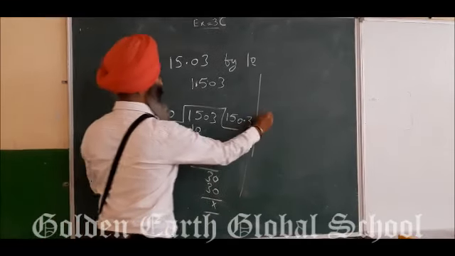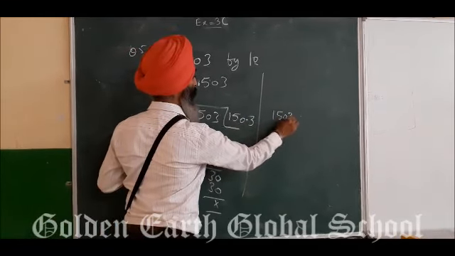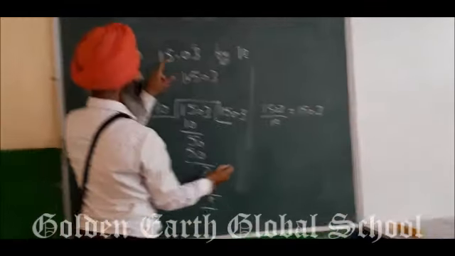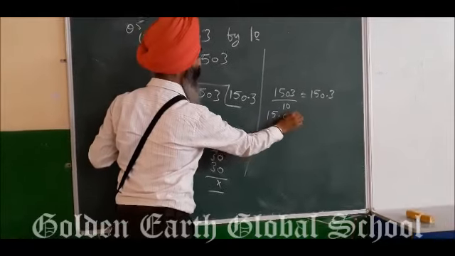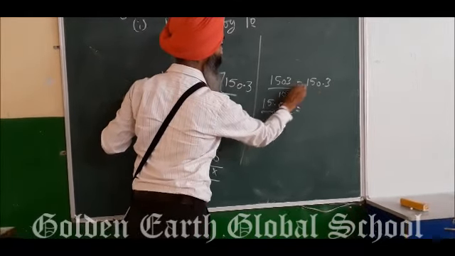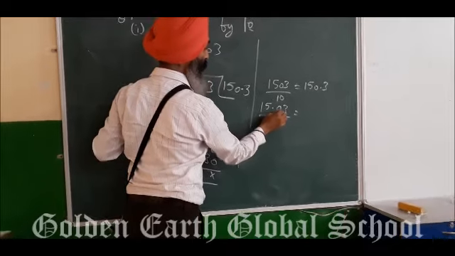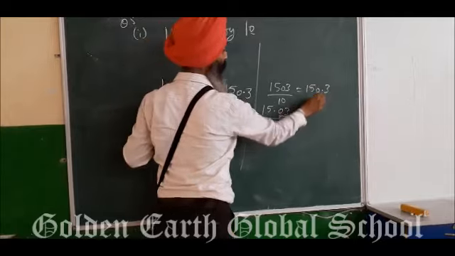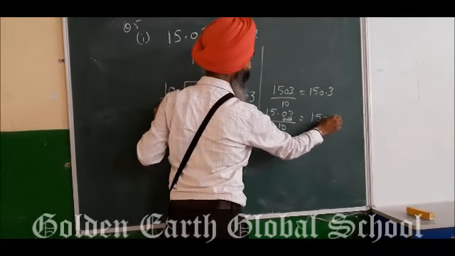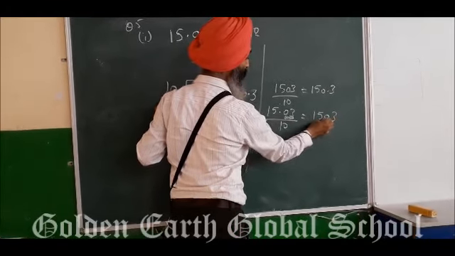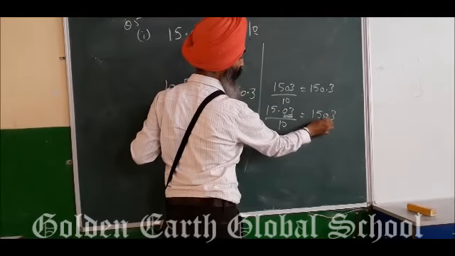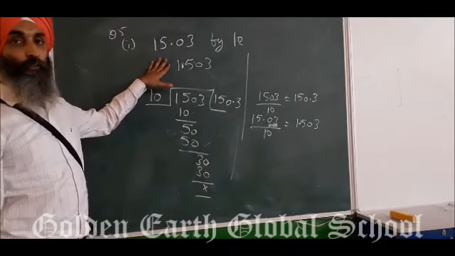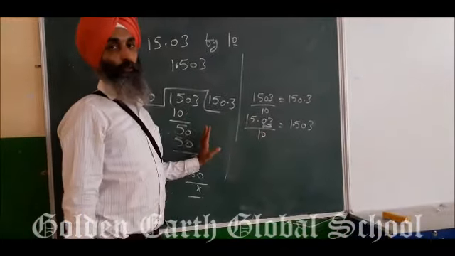Now the answer of 1503 divided by 10 is 150.3, but your question is 15.03 divided by 10. There are two places here, so we have to put this point two places back. So two places back means this is your final answer. You can do it directly or by this method also as you wish.